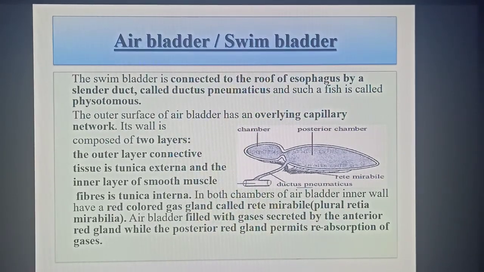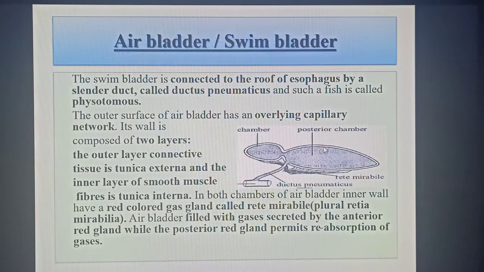The outer surface of the air bladder has an overlying capillary network. The wall of the air bladder of Rohu fish is composed of two layers. This is the outer layer, this is the inner layer. The outer layer is called tunica externa, while the inner layer is called tunica interna. Tunica externa is composed of connective tissues, while the tunica interna is composed of smooth muscle fibers. So look here, the wall is composed of two layers. The outer layer of connective tissue is the tunica externa, and the inner layer of smooth muscle fiber is the tunica interna.